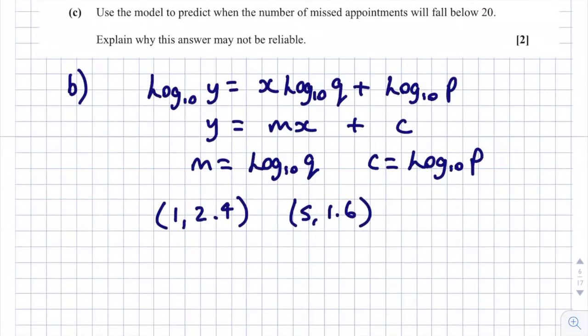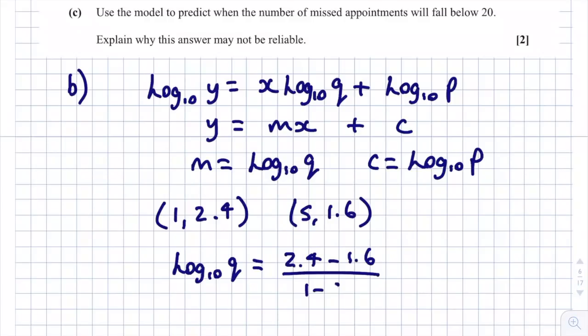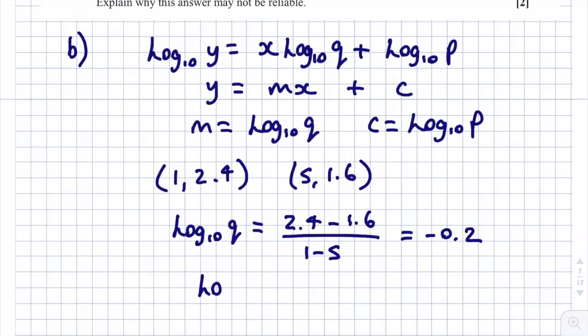So I can say my gradient m, which is log to the base 10 of q, is equal to the change in y divided by the change in x. That's going to be 2.4 minus 1.6 over 1 minus 5. This simplifies to, typing this into the calculator, minus 0.2. So now log to the base 10 of q equals minus 0.2.